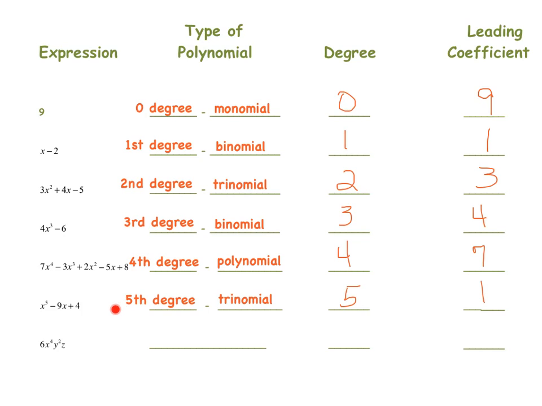And then this one, x to the 5th power, that's a 5th degree trinomial because there are 3 terms. The degree is 5, and the leading coefficient is 1.